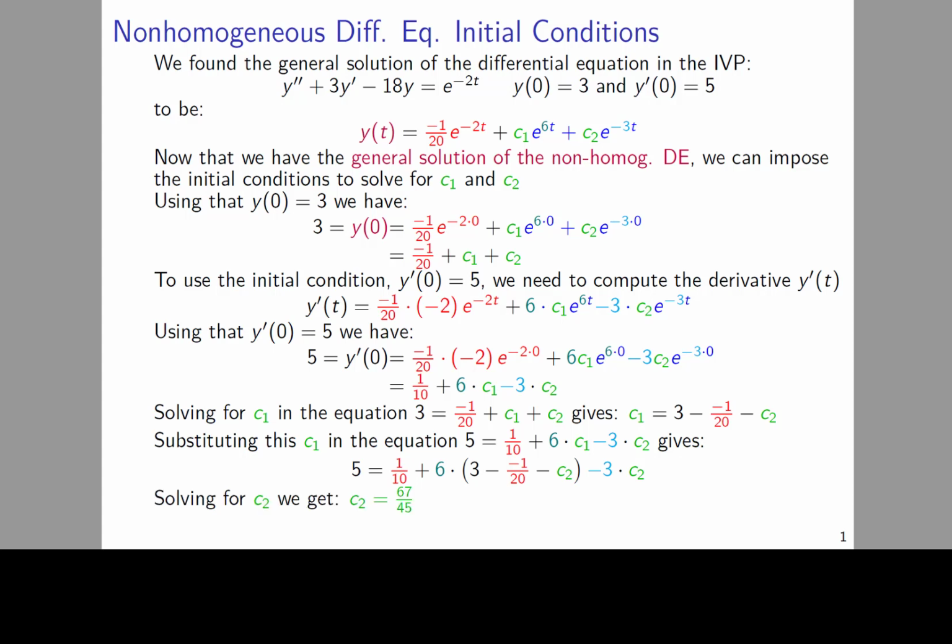And we can solve this for c2 to get 67 over 45, which means that c1 is 3 minus 1 over 20 minus c2, which is 67 over 45, giving c1 equals 281 over 180. So we now know the values of c1 and c2 in our general solution that satisfies our initial conditions.